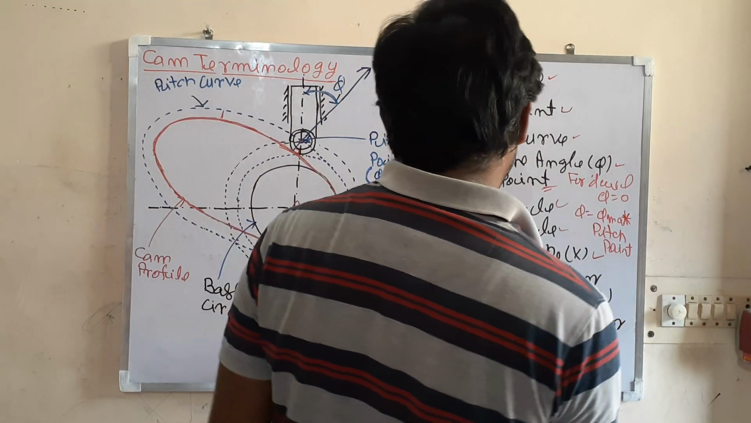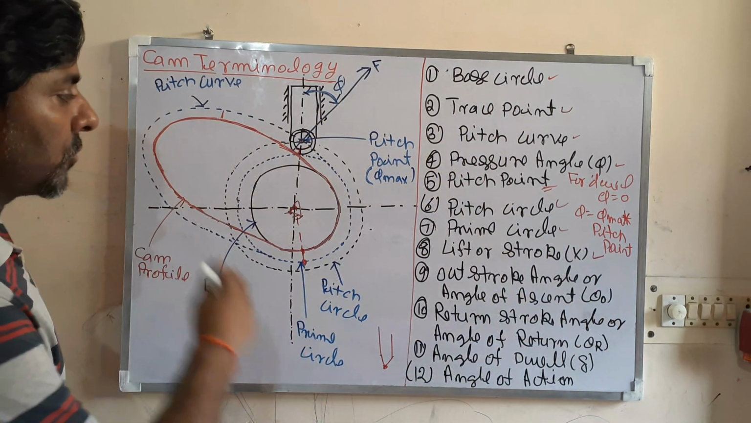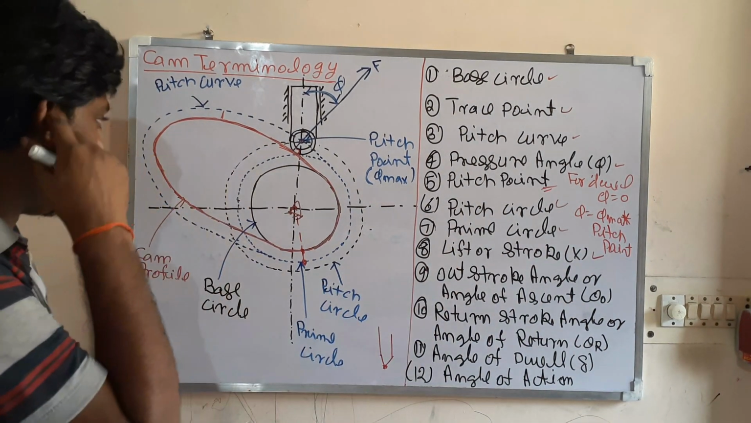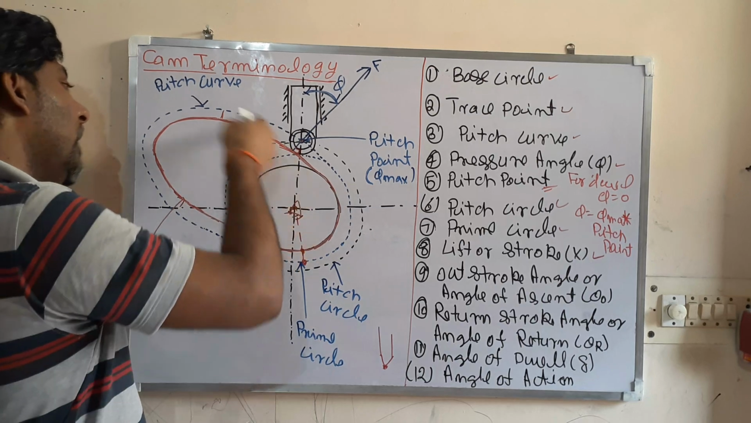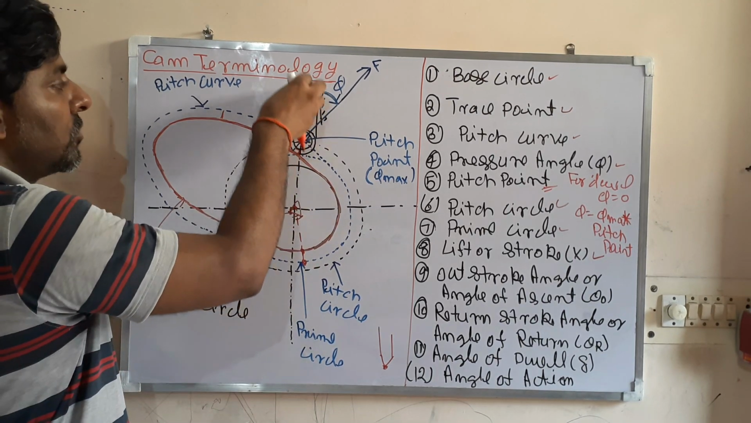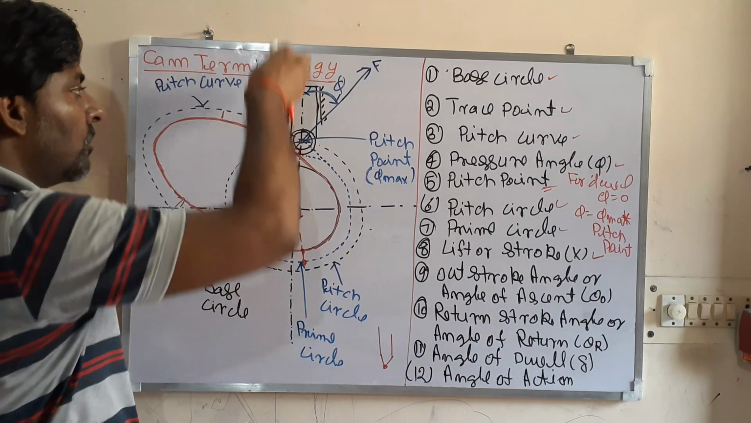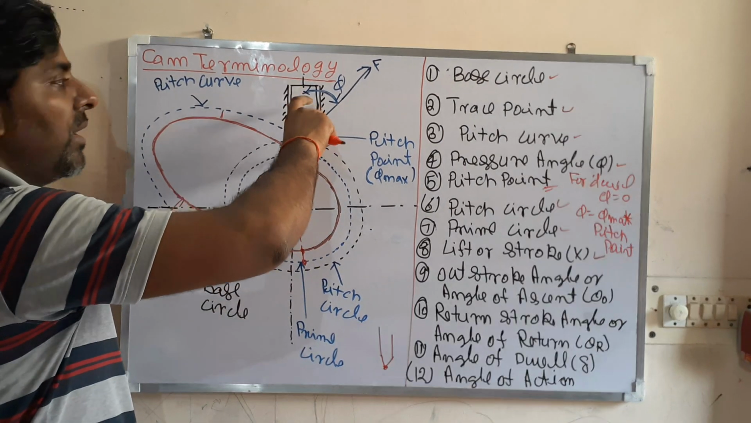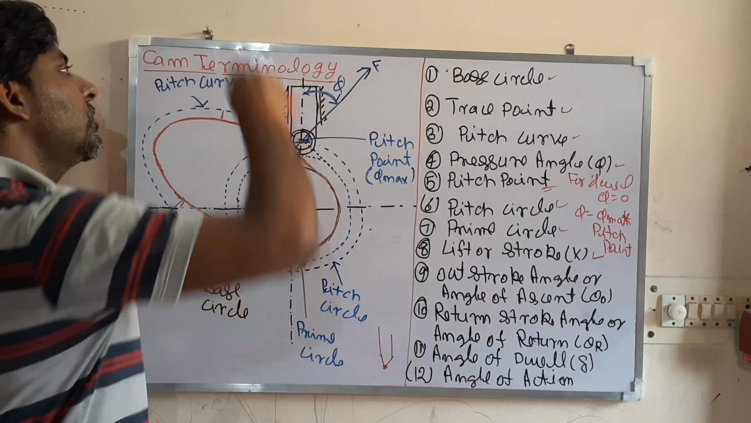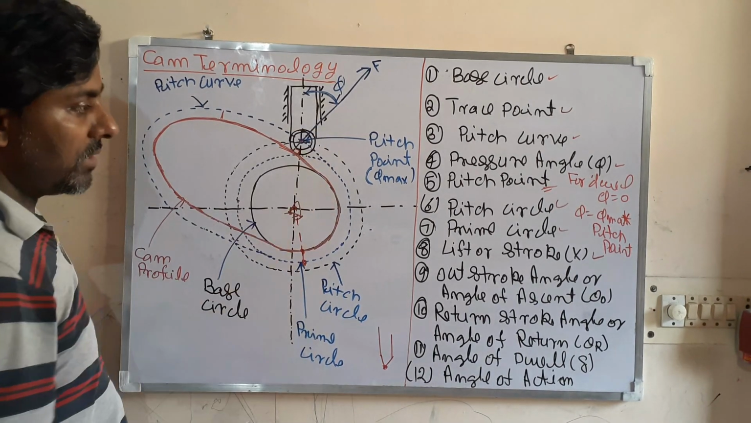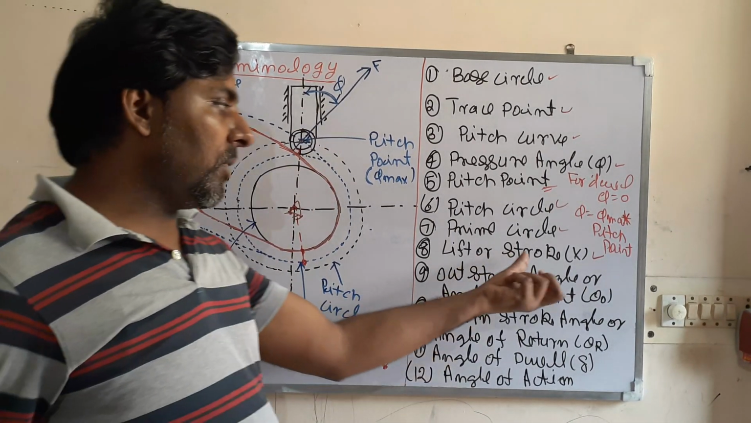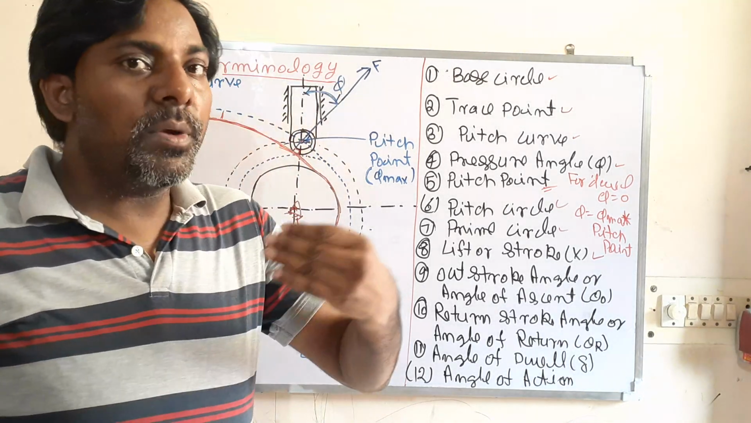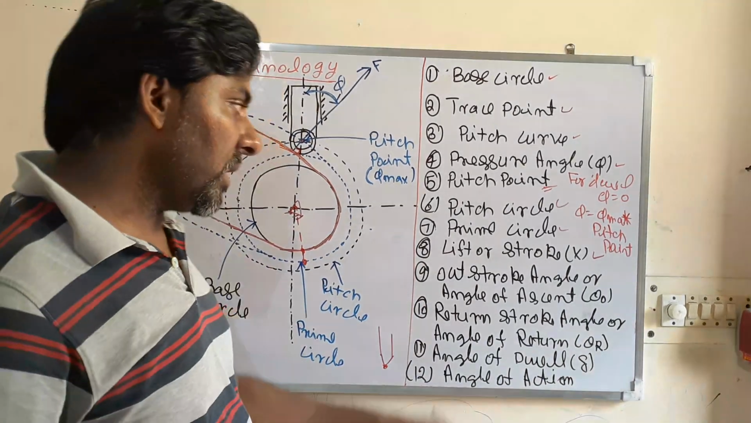Next is the lift or stroke of the follower. When this cam is rotating, this follower goes to the topmost position and to the bottommost position. So it is the maximum displacement of the follower from the lowermost to the topmost. So what is the lift or stroke of the follower? It is the maximum displacement of the follower.